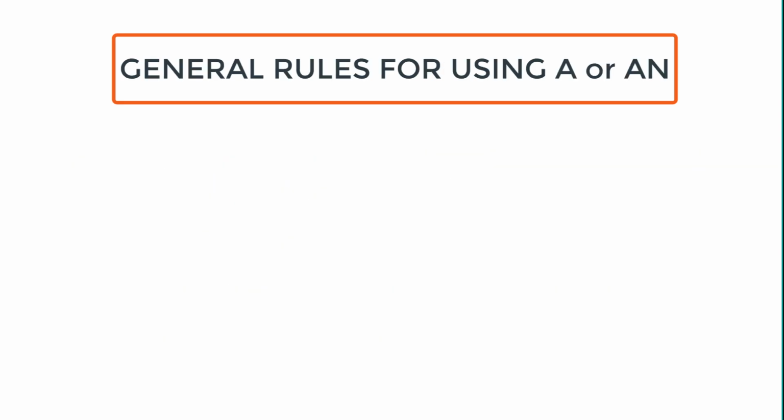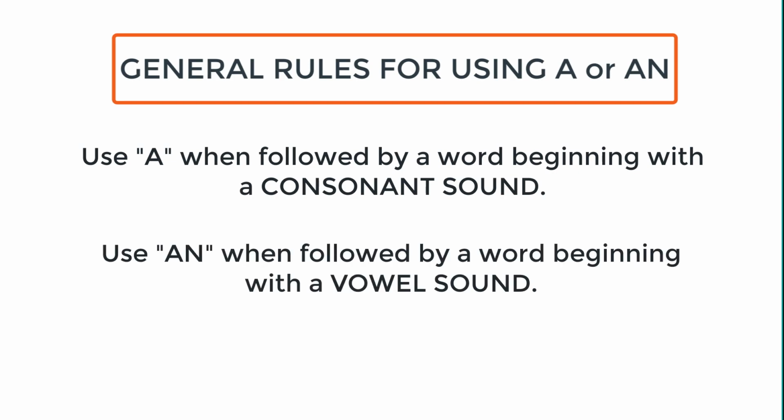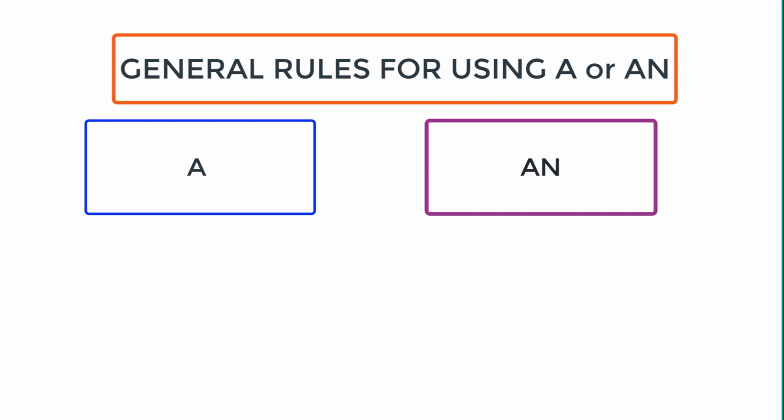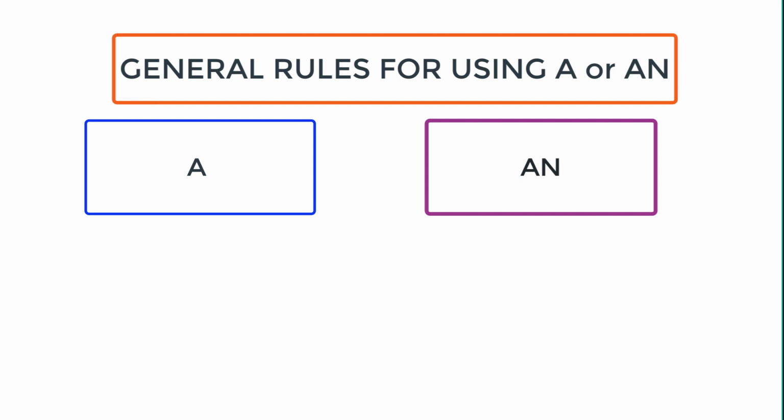Let's go on to the general rules for using a or an. The general rule is to use a when it is followed by a word beginning with a consonant sound, and an when it is followed by a word beginning with a vowel sound. Notice that I said a sound, not a letter, because it does not matter how the word is spelled, only how it's pronounced. So the article a is used before words beginning with a consonant sound. And an is used before words beginning with a vowel sound.